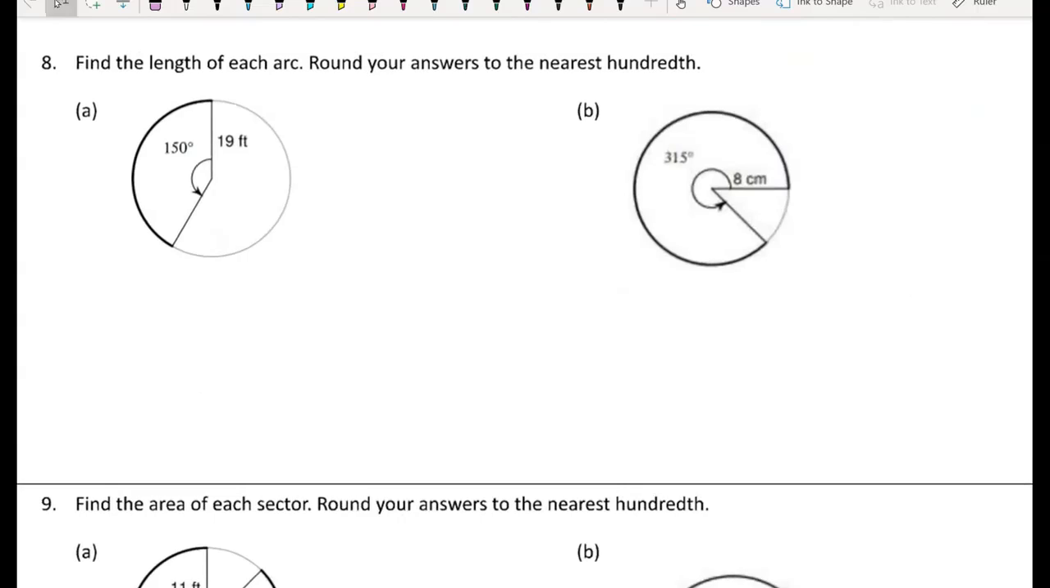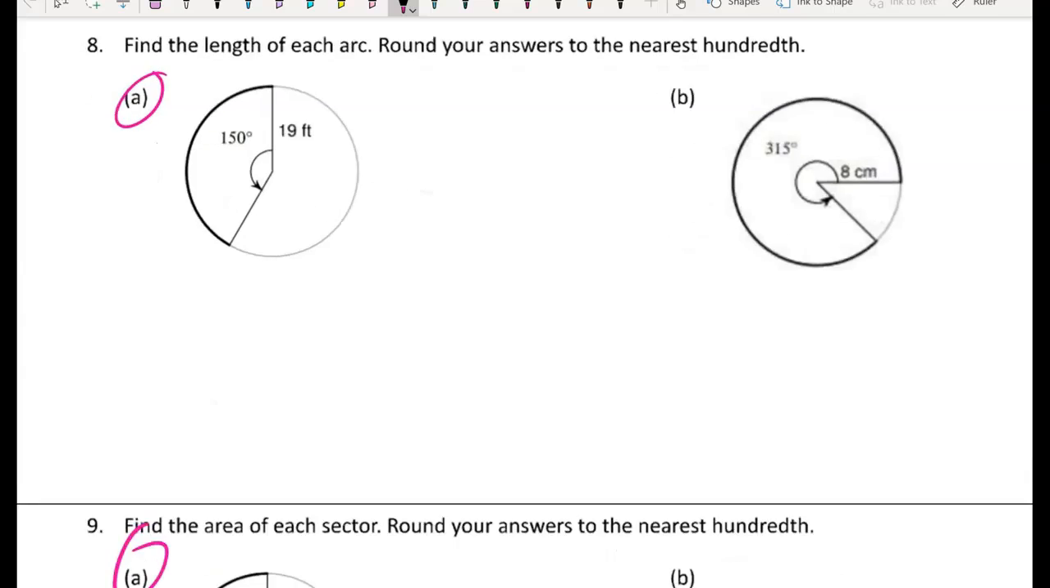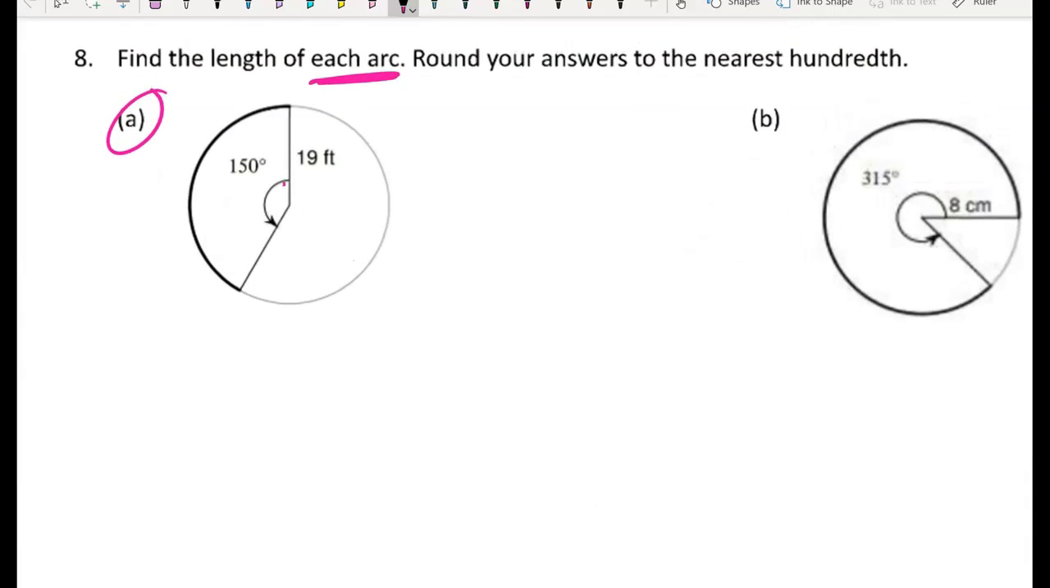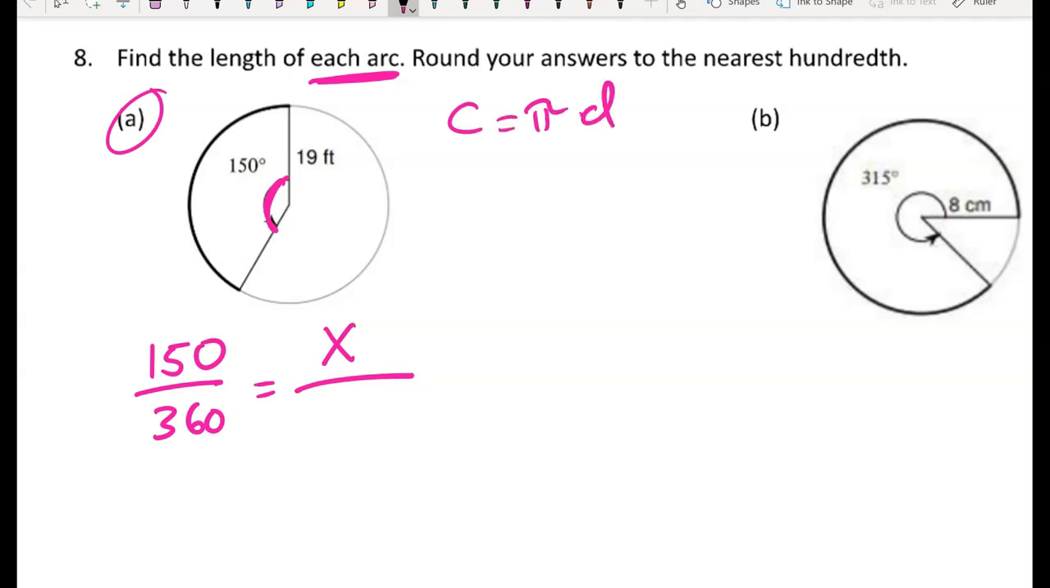Number 8. Find the length of each arc, rounding your answers to the nearest hundredth. I'm just going to do A for both of these because A and B are very similar. It's just knowing the process. For the length of an arc, I'm going to take my central angle, divide it by 360, and set that equal to my arc length over the total circumference. Remember, that's just pi times my diameter. Here it tells me my radius is 19, so my diameter must be double that, or 38. So that's going to be 38 pi.